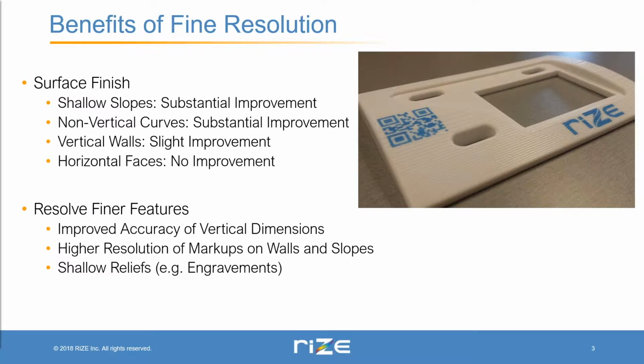So now I'll go into a bit more depth on the different benefits that you can achieve from using fine resolution. The first major category is having the ability to improve the surface finish. So depending on what surface you are interested in improving the smoothness of, changing to using fine resolution instead of standard resolution may or may not have a significant or minor effect. So the best places to be using fine resolution are shallow slopes or non-vertical curves.